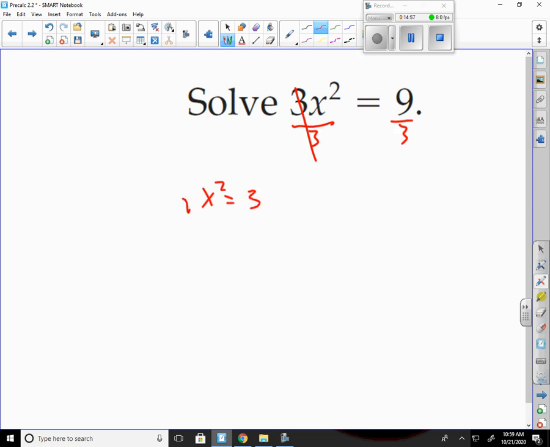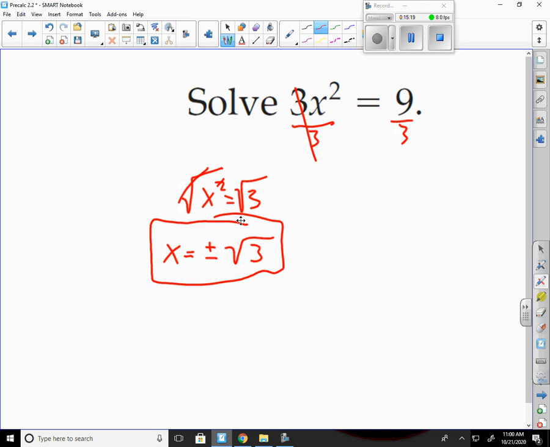I can still take the square root of both sides, and when I do, that cancels this square out, and I get x equals, and then remember there's two solutions because root 3 is greater than 0, so it's going to be plus or minus the square root of 3. Leave it that way because 3 is not a perfect root. So if I push the square root button on my calculator and it comes up with a huge decimal, just leave it as the square root. And then it's just a plus or minus.